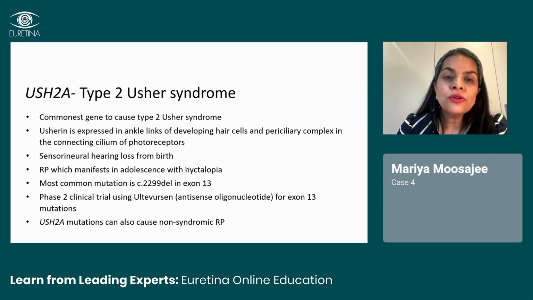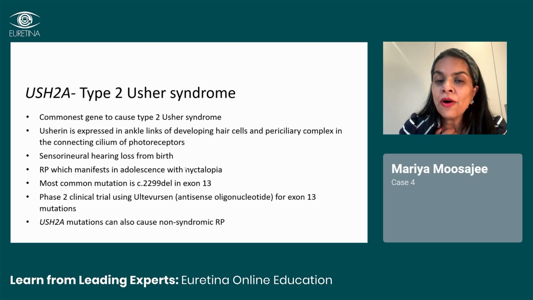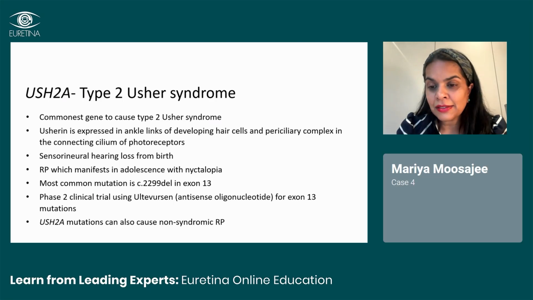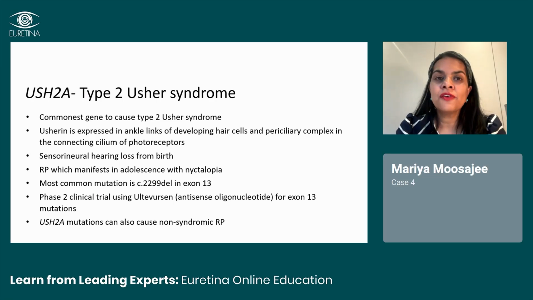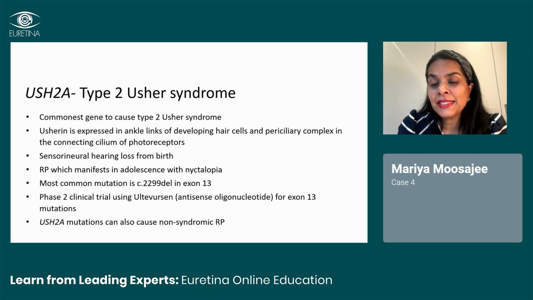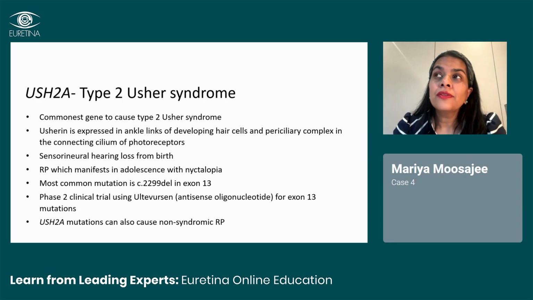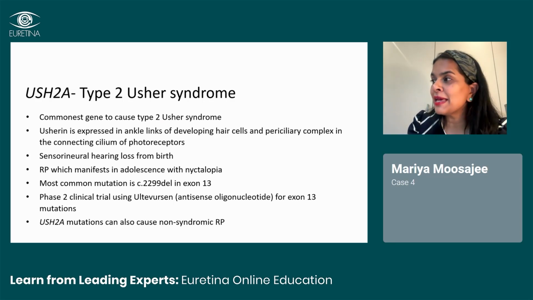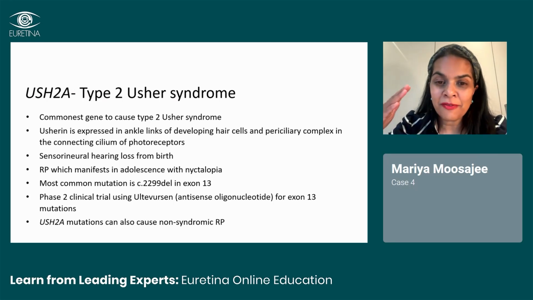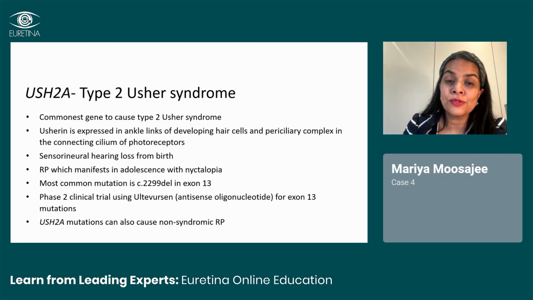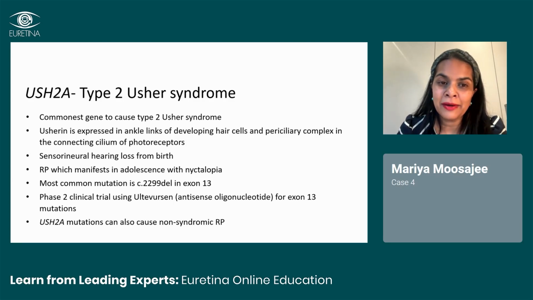So you get this sensorineural hearing loss from birth, and then the RP in type 2 Ushers usually manifests in adolescence. Often you'll get a history of individuals noticing night blindness when they're going to the cinema with friends, or sometimes later on that they're driving and the passenger is feeling unsafe because they're missing cars or motorcyclists or pedestrians from their field of vision. That's also a common complaint that we hear.